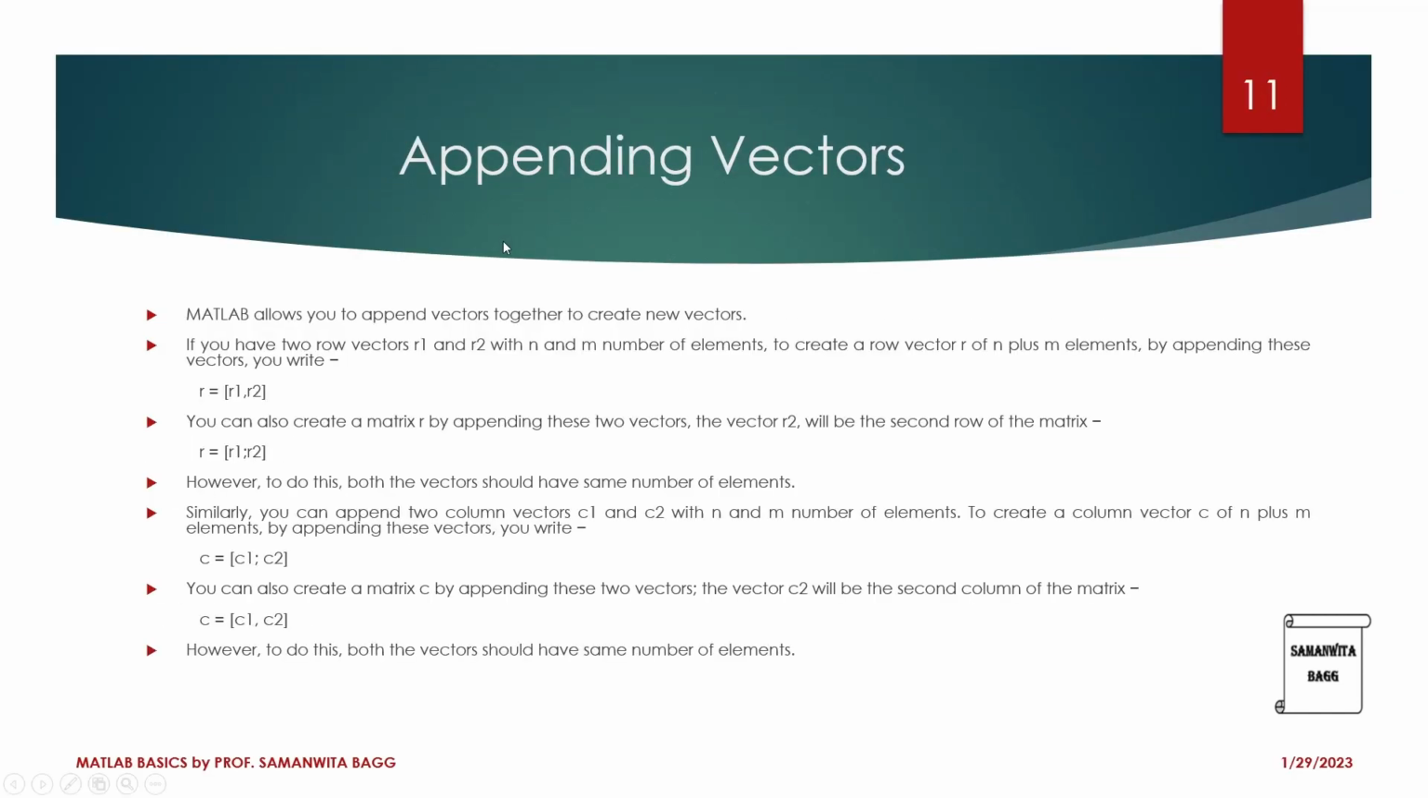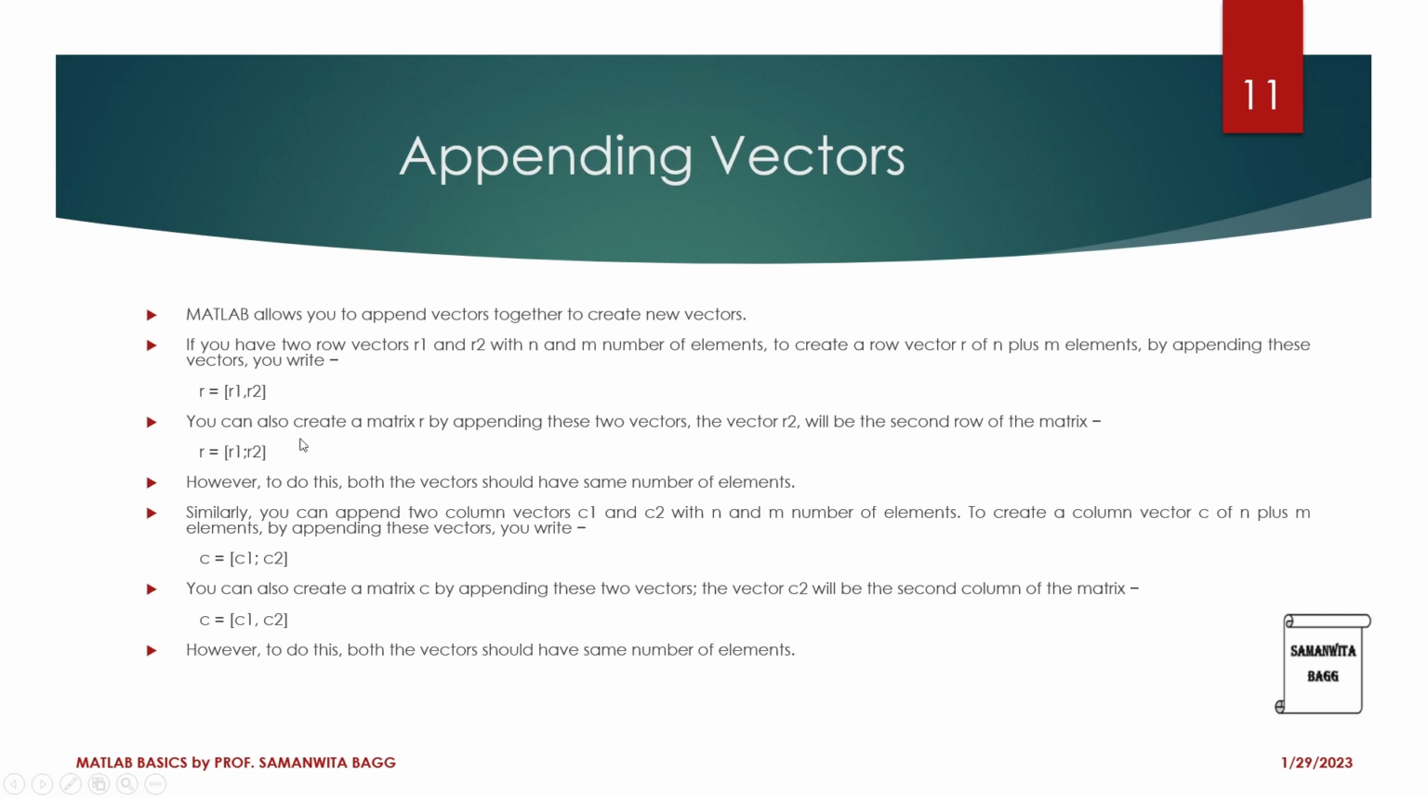Next, we'll talk about appending vectors. MATLAB allows you to append vectors together to create new vectors. If you have two row vectors R1 and R2 with n and m number of elements, to create a row vector R of n plus m elements by appending these vectors, you write R is equal to R1, R2.